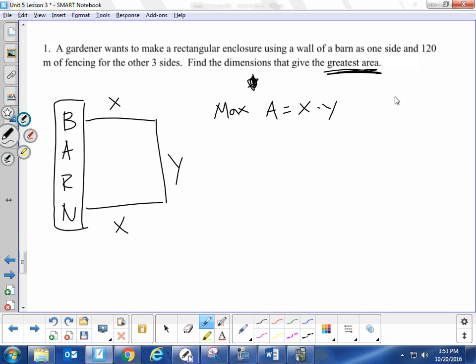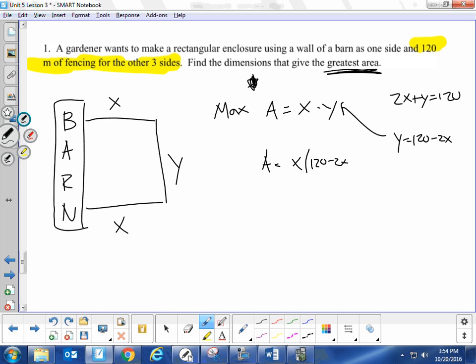And I need kind of like a supporting equation. The supporting equation comes from the 120 meters of fencing that is going to be for the other three sides. So that means the perimeter of this fencing is 120. 2x plus y is 120. I will then solve for one in terms of the other. I think it's going to be nice if I solve for y. I'll get 120 minus 2x, plug that in, and once I've eliminated that, it's actually going to be easier for me to take the derivative, set it equal to 0 to find the max. And then we'll compare our candidates.